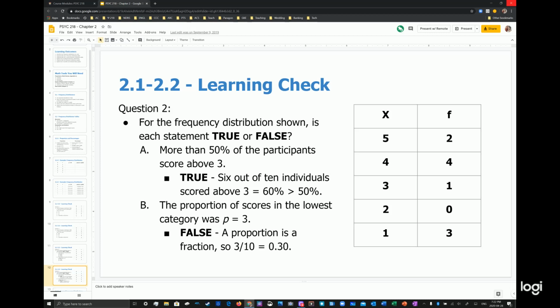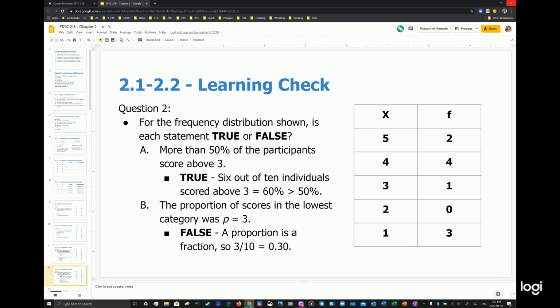If you answered true for A, and you did the work and checked the work, just like we had in the previous slide, it would match. So yes, you have 10 in total. So that's 20% and 40%, which is 60%, which is larger than 50%. So you can say more than half or more than 50% of the participants had a score that is higher than 3. So that answers the first one.